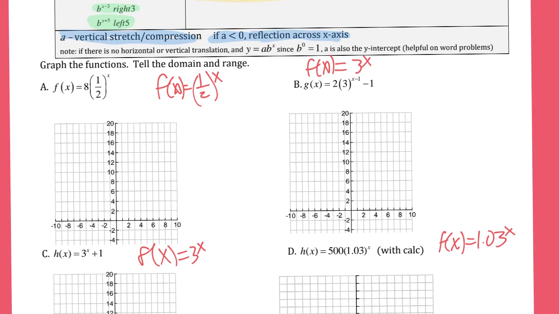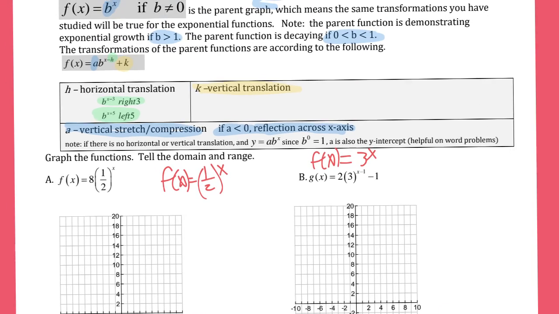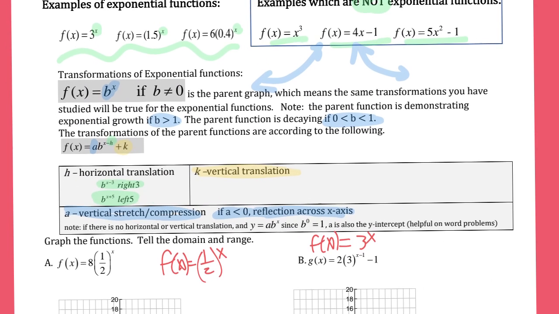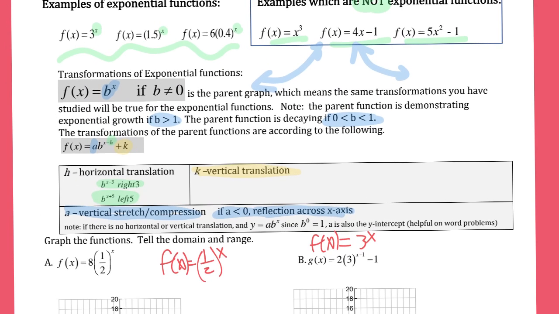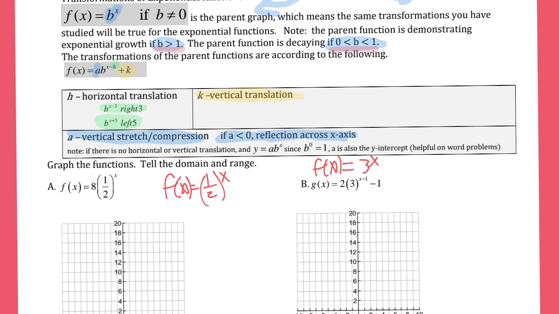So the parent function will be decaying on this first one because it's a decay factor. So look up here one more time. If you've got b to the x and b is greater than 1, it's going to be growing. If it's between 0 and 1, it's a fraction, it's going to be decaying. And let's talk about why. Okay? Think about this.